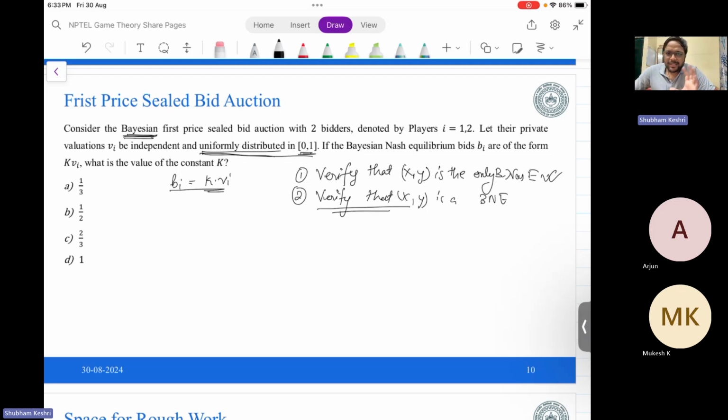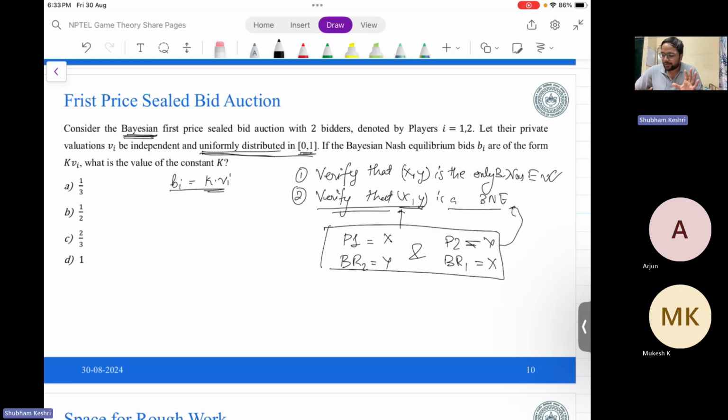In the second case, you just have to check if the best response of the first player and the second player intersect at these points. Therefore, this is a Bayesian Nash equilibrium. You can just say that when player 1 is playing x, the best response of player 2 is y, and when player 2 is playing y, the best response of player 1 is x. So when you solve for this, therefore this strategy x comma y is a Bayesian Nash equilibrium. You cannot say that this is the only Bayesian Nash equilibrium. Is this all right?